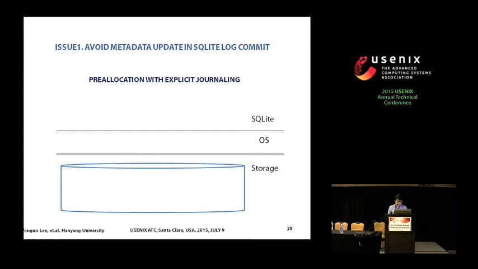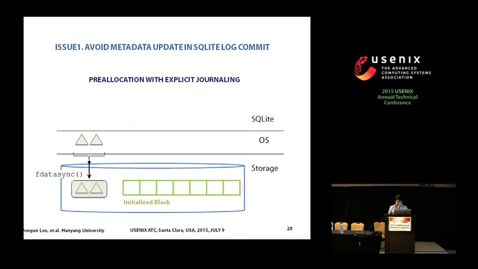Okay, let's address each issue one by one. The solution to the first issue is preallocation with explicit journaling and using non-allocating direct I/O in the WAL file. In WAL mode, we use the fallocate function to preallocate a certain amount of blocks for the WAL file and initialize all allocated blocks, and then we explicitly call fdatasync to keep metadata in the file system journal. This allows us to recover from a system crash.